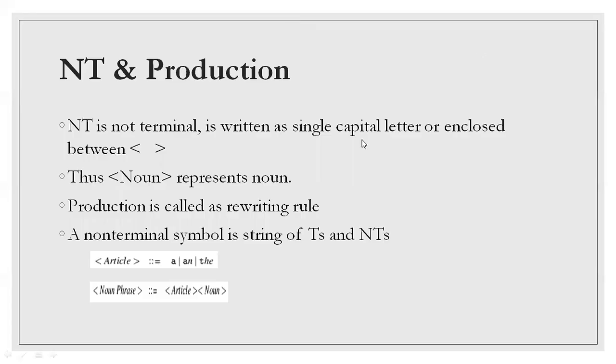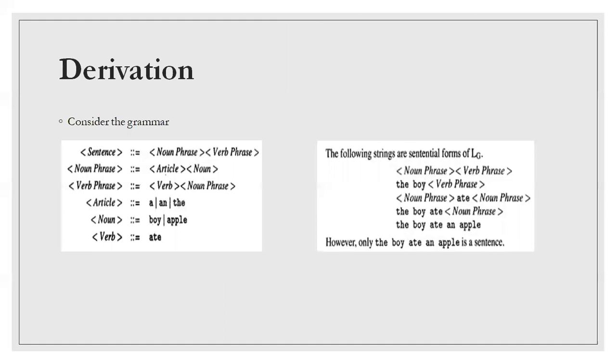Whatever we have seen up to this slide seems very difficult because it is a totally theoretical part. Let us come to the next point, derivation. Here we go through examples. Consider the grammar. Sentence contains the noun phrase and verb phrase. Noun phrase is article and noun. All these written in angle brackets are non-terminal symbols, as we just discussed. Verb phrase contains verb and noun phrase. Article can be a and the. Noun can be boy or apple. Verb is ate. So this is the grammar.